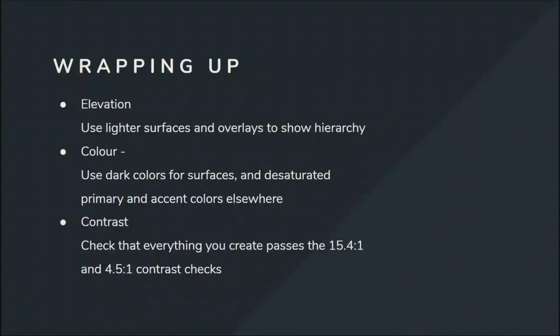But wrapping up, the three things that you need to keep in mind are elevation, color, and contrast. In elevation, use lighter surfaces. Don't rely on shadows to convey the meaning that elevation brings in Material Design. When you're dealing with color, use dark surfaces. Don't use brightly colored or white surfaces anywhere in your app. Desaturate your primary and accent colors. Otherwise, they're going to look harsh and garish. Keep contrast in mind. It's perhaps the most important factor when dealing with dark design. Don't just stick to a 4.5 ratio. Try to aim for the 15.8 ratio to account for the complete modification of your colors that Material Design does.